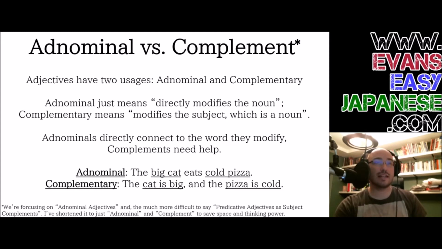Adnominals directly connect to the word they modify most of the time, and complements need help, i.e. with that verb. So an adnominal: the big cat eats cold pizza. Notice how big directly modifies cat, and cold directly goes into pizza. Whereas in a complementary usage, we'll see something like the cat is big and the pizza is cold. Notice I had to change the sentence to get rid of the word eat to make that work a little bit easier.